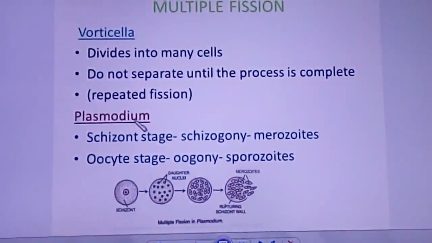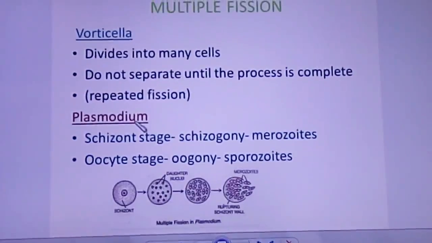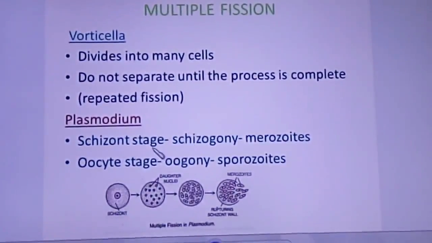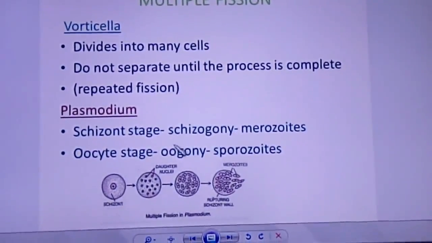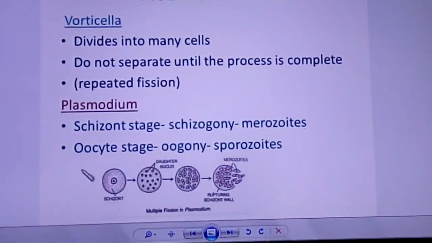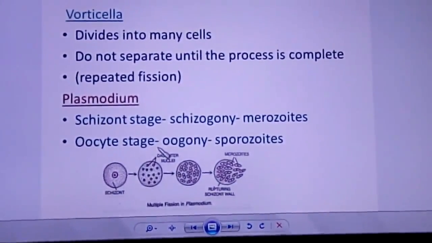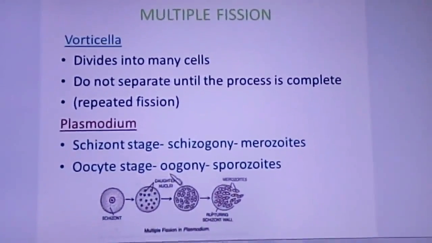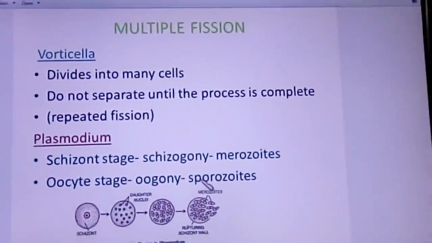Plasmodium, we have already seen its life cycle in 10th standard, and you have read that it has two life cycles. One is in the human being, the other is in the mosquito. In human beings, we have read about the schizont stage. If multiple fission takes place at the schizont stage, that process is called schizogony, and the young ones formed are called merozoites. Next, the oocyst stage is in the mosquito. The multiple fission that takes place inside the body of the mosquito is called sporogony, and the young ones developing from that process are called sporozoites.